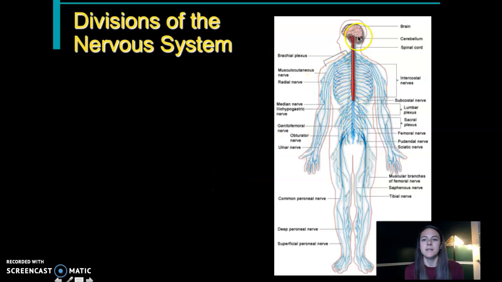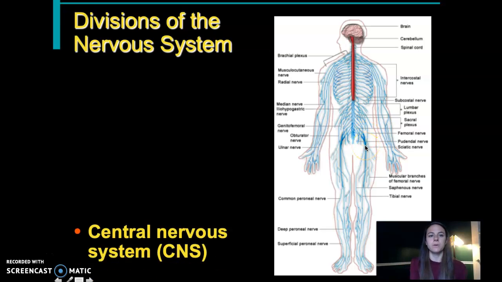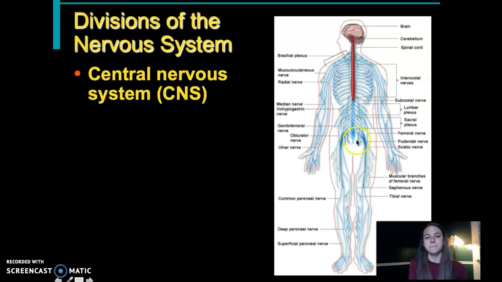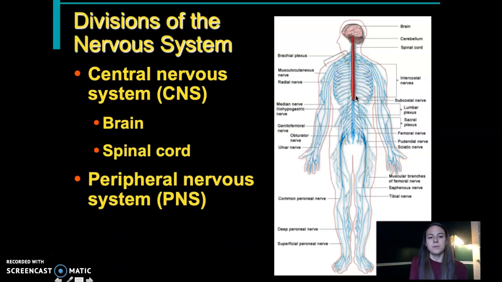So you can see in this picture here, there's the brain and the spinal cord shown in red, and then there are all these lines projecting out of the brain and spinal cord shown in blue. Those are the 2 divisions of the nervous system. The central nervous system is comprised of the brain and the spinal cord, and the peripheral nervous system shown in blue here are all of the nerves that extend off of the brain and spinal cord to carry information to the rest of the body.